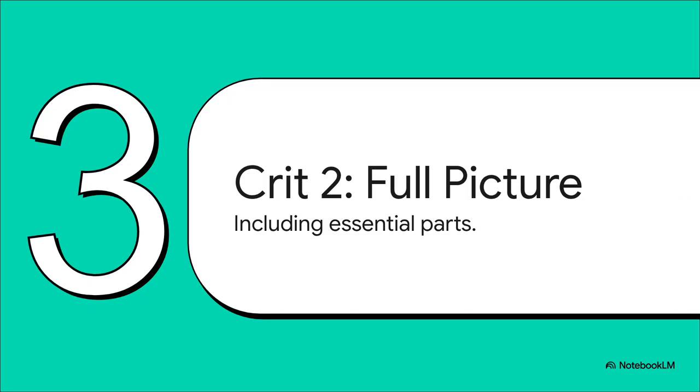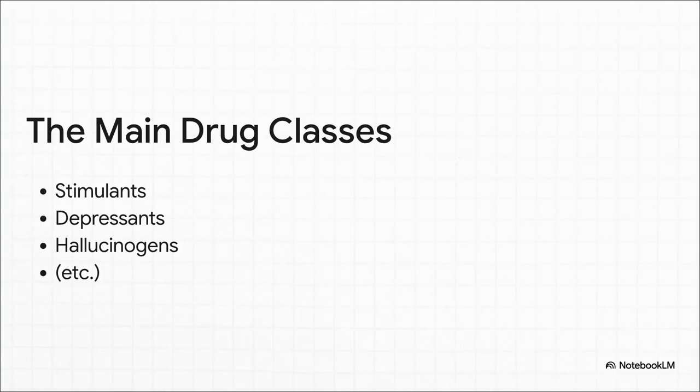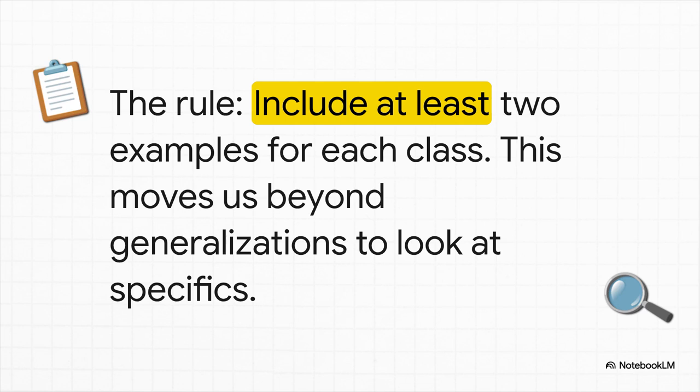Okay, so we've got our foundation of facts. That's step 1. But an accurate map that's missing half the country isn't very useful, is it? So our second criterion is about getting the full picture. And to get that full picture, we have to cover all the main drug classes. We're talking about stimulants, depressants, hallucinogens, and so on. If you leave a major category out, you're going to end up with a really skewed and incomplete view of the whole landscape.